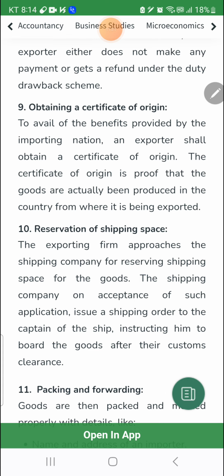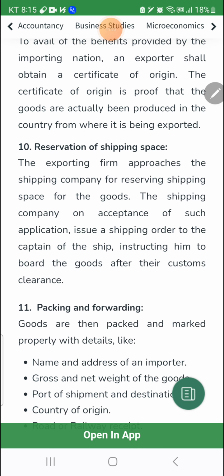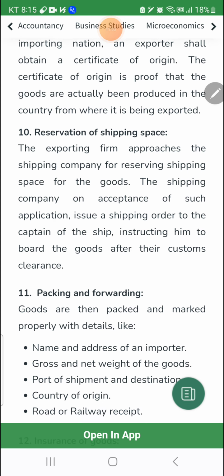The certificate of origin is proof that the goods are actually being produced in the country from where it is being exported. 10. Reservation of shipment space. The exporting firm approaches the shipping company for reserving shipping space for the goods. The shipping company, on acceptance of such application, issues a shipping order to the captain of the ship, instructing him to board the goods after their customs clearance.